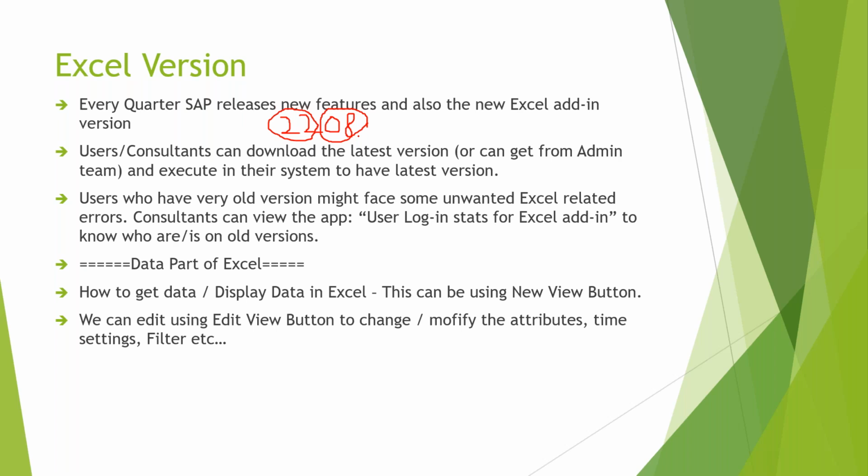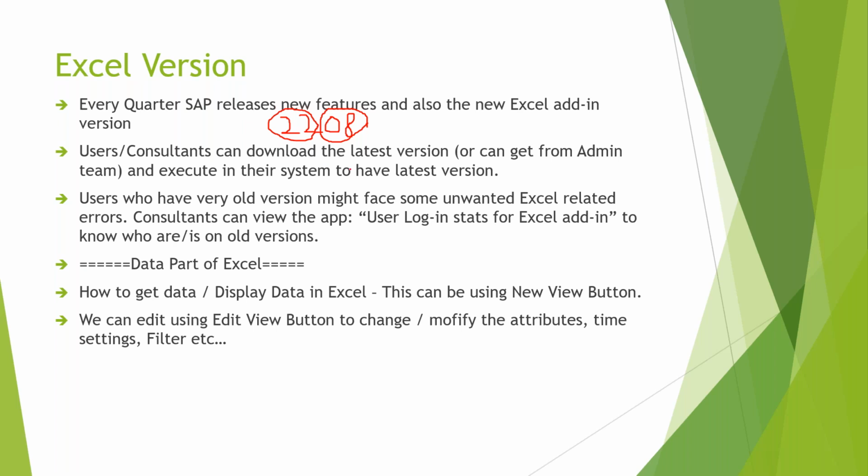So now we understood that there are two ways that we can connect to IBP. One is using the SAP Excel, Microsoft Excel that we have. In that Excel, we are installing some kind of add-in. We call it the Excel add-in. That Excel add-in will also have a version.